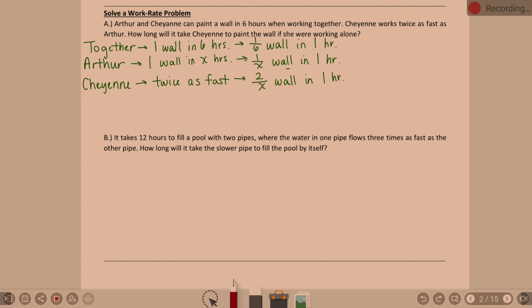Does that sound logical? So the idea that if Arthur can paint 1/x of a wall in an hour, plus Cheyenne can paint 2/x of a wall in an hour, and then that's supposed to equal the fact that they can paint together 1/6 of a wall in an hour. Okay? From here, it's how do we solve the equation?